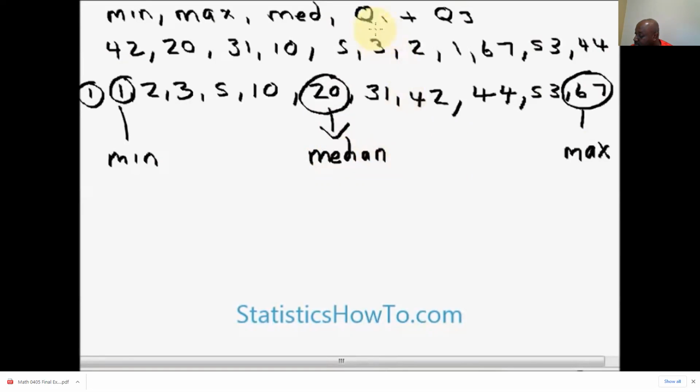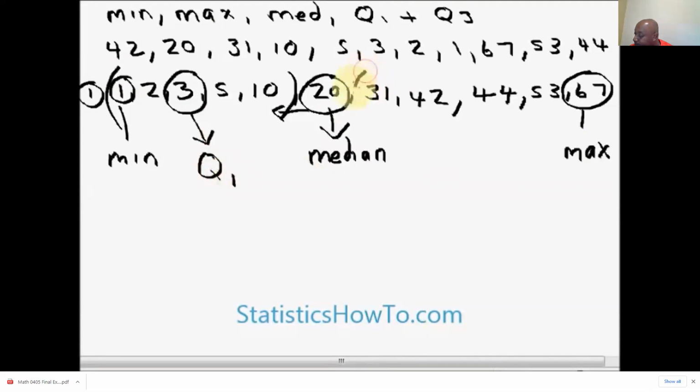Next we're going to find Q1. You can think of Q1 as being in the lower set of numbers below the median. So I'm going to put a parentheses around here just to show you this is the lower set of numbers below the median. And the median of this set of numbers, the number right in the middle, is the number 3. So this is our Q1.